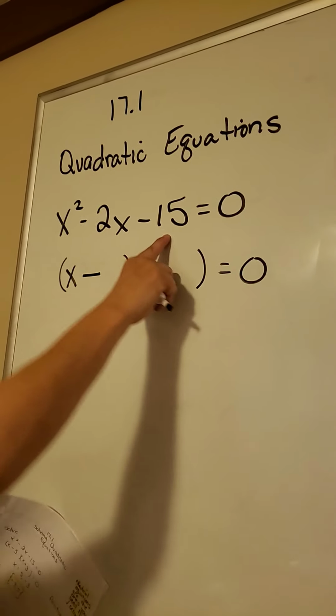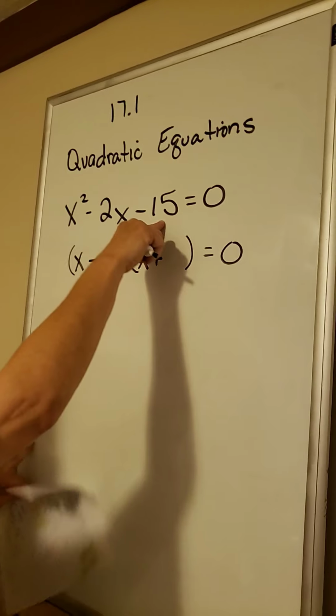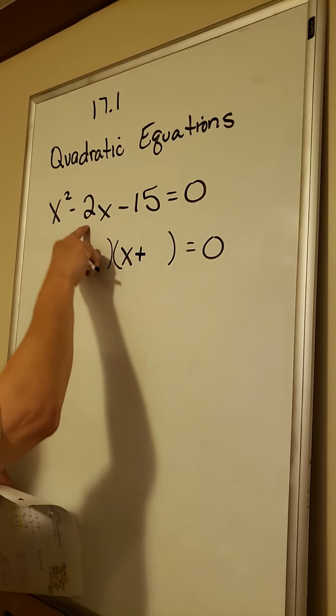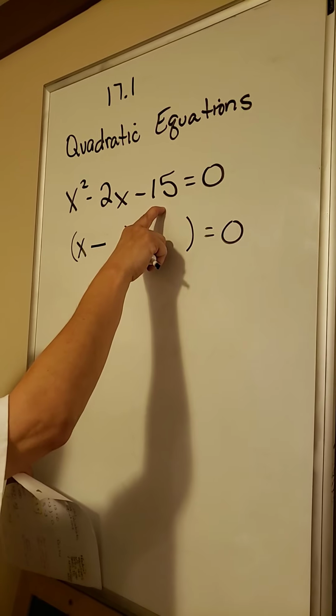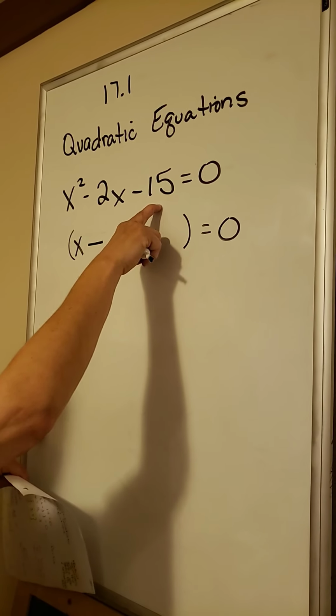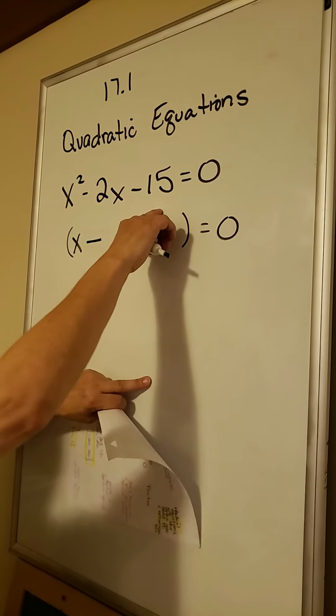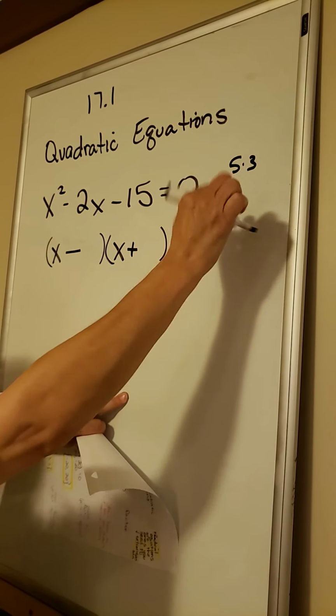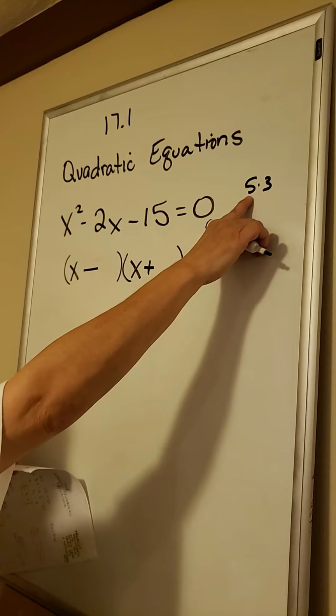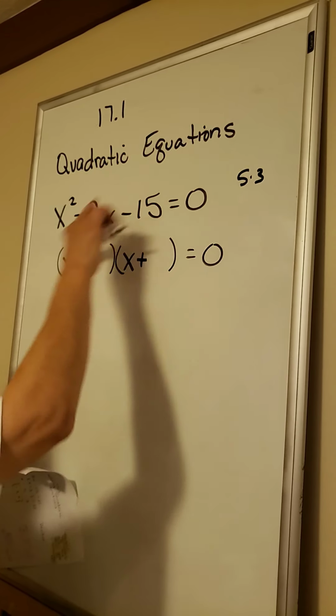So now we're looking for factors of 15 that when we find their sum, it's going to give us -2. So what factors of 15 do we have? We have 15 times 1. There's no way we're going to get 2 out of that. We have 5 times 3. If we find the difference of 5 and 3, it's 2.